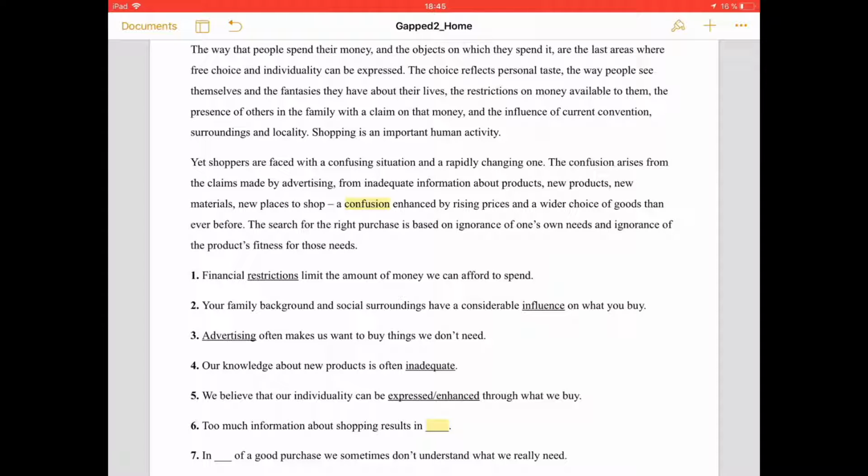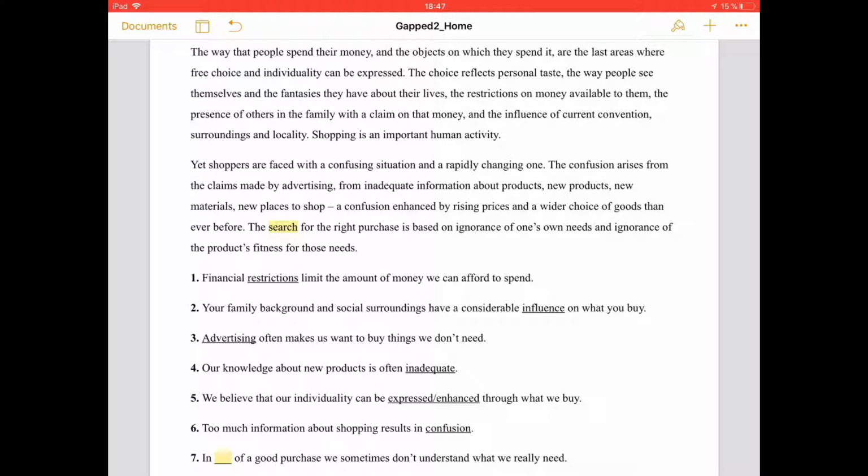The sixth. Too much information about shopping results in gap. Obviously, we need a noun here. What happens when we are overwhelmed with information? Too much information. We get confused. So, too much information about shopping results in confusion.